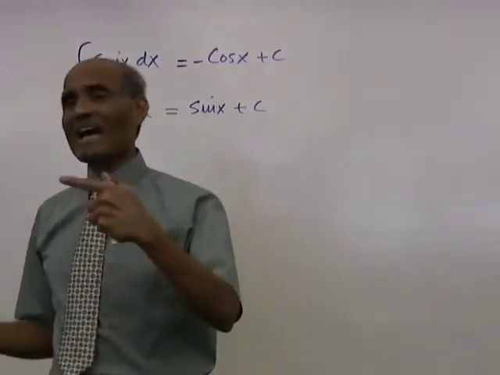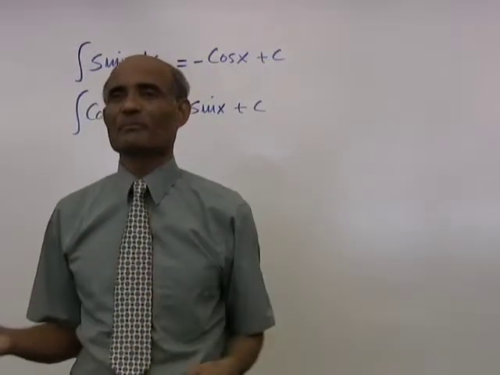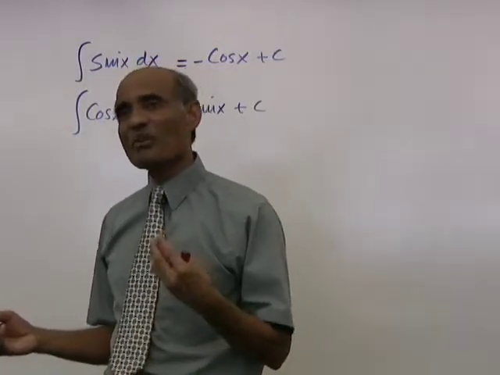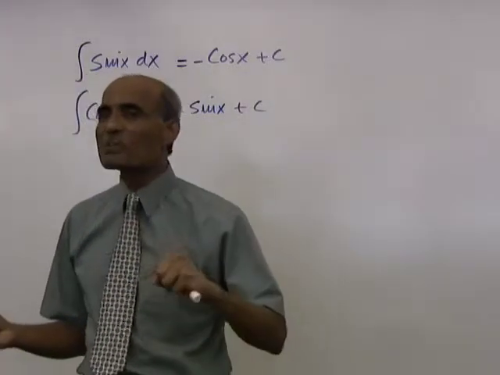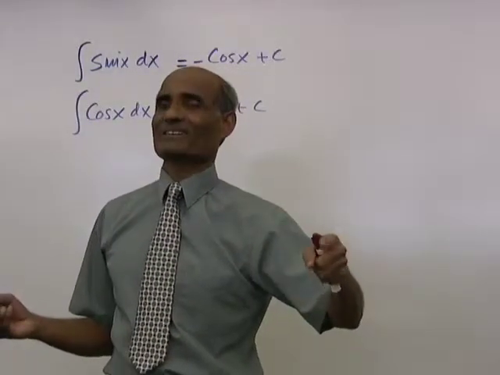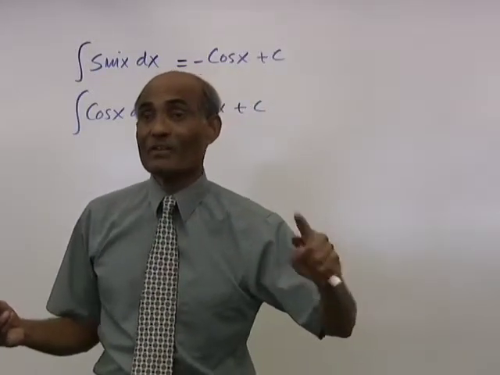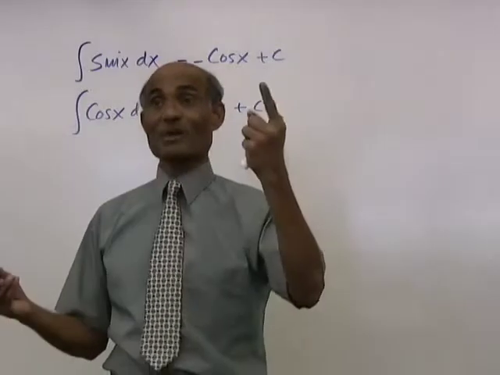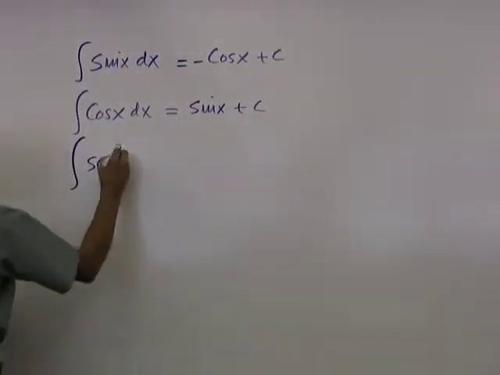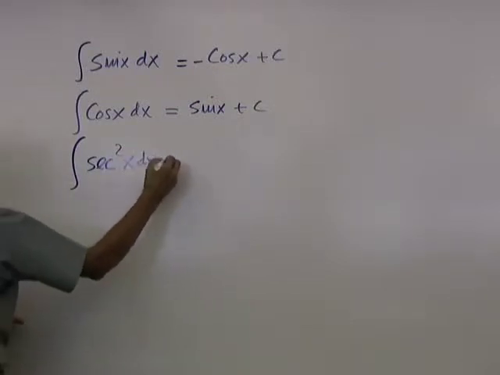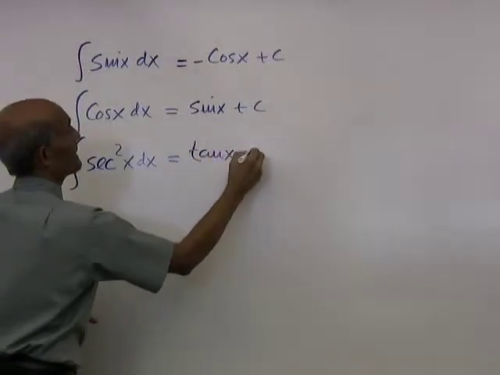Now, give me another trigonometric function whose derivative you know. What is the derivative of tan x, for example? The derivative of tan x is secant squared x. Therefore, we can integrate secant squared x. Integral of secant squared x dx is tan x plus c.